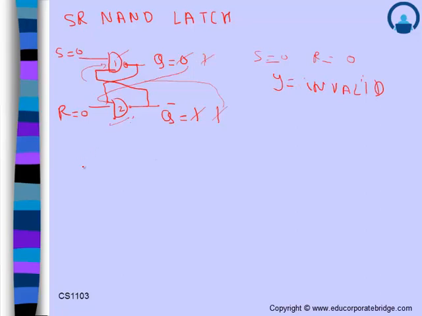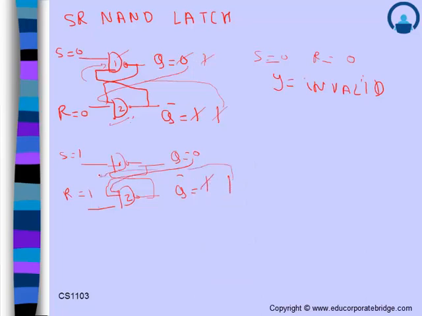Now let's take S equal to 1, R equal to 1. Let's take Q equal to 0, Q bar equal to 1. As we see, gate number 2 will respond first because it will take this 0 here. So 1 into 0, the output gives 1, which again will flow here. 1 into 1, the output will be 0. That is, when S equal to 1 and R equal to 1, in this case Y is equal to hold, or it gives the output which is the previous output.